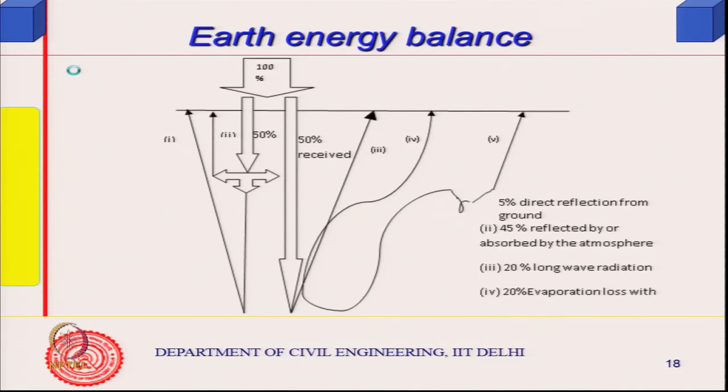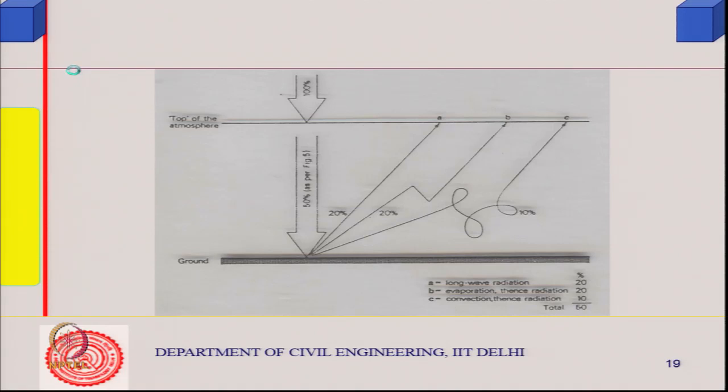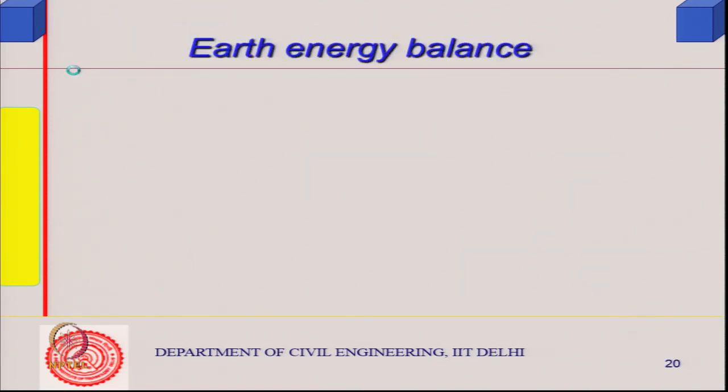So, if you look at that 50%, 5% gets direct reflection from the ground, 40% is absorbed by the atmosphere or reflected back, 20% goes as long wave radiation to the sky, and 20% would be evaporation from the sea, moisture, etc., right. So, this is the breakup of what is received: long wave radiation about 20%, evaporation from moisture, sea and such things another 20%, and convection radiation back from the surface of the earth another 10% or so. Anyway, we need not go into further details of it, but we understand that.